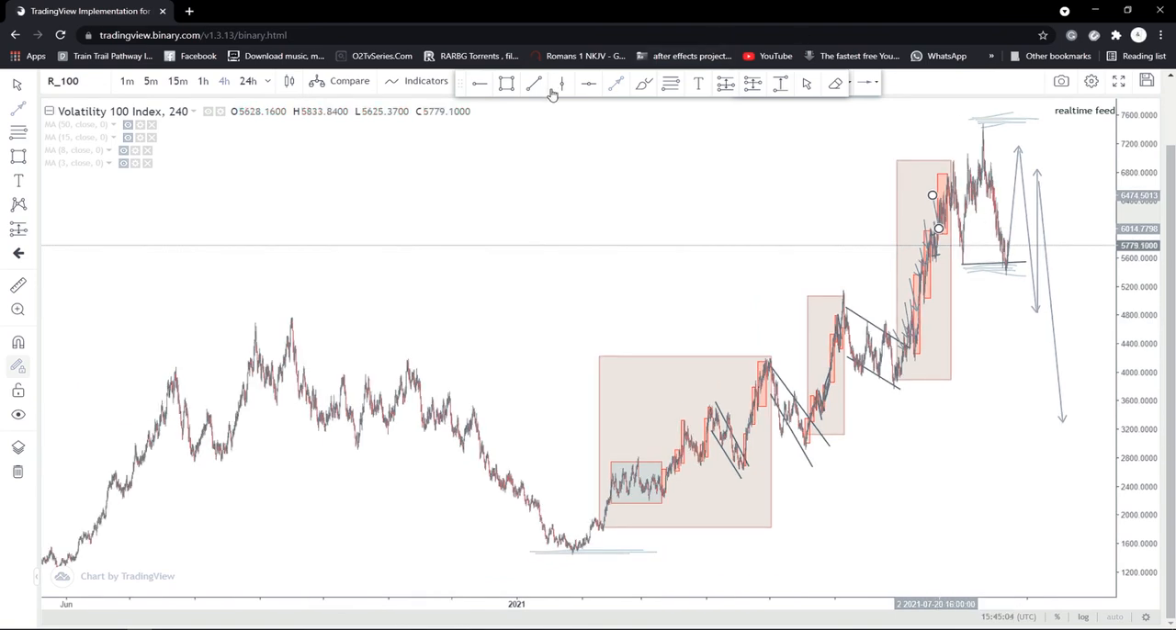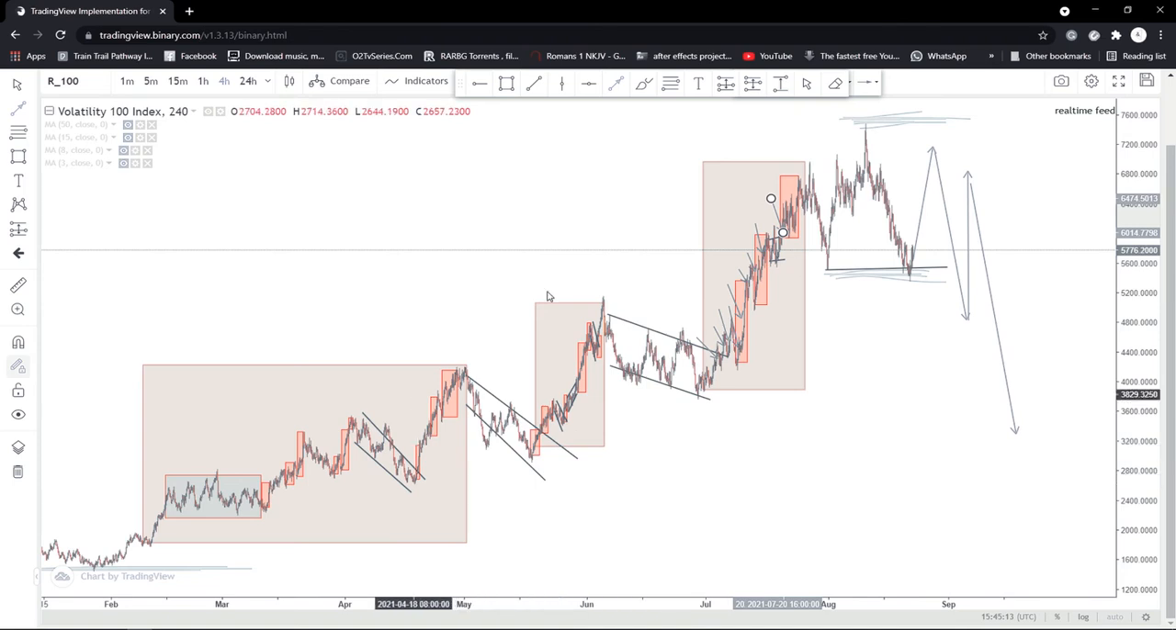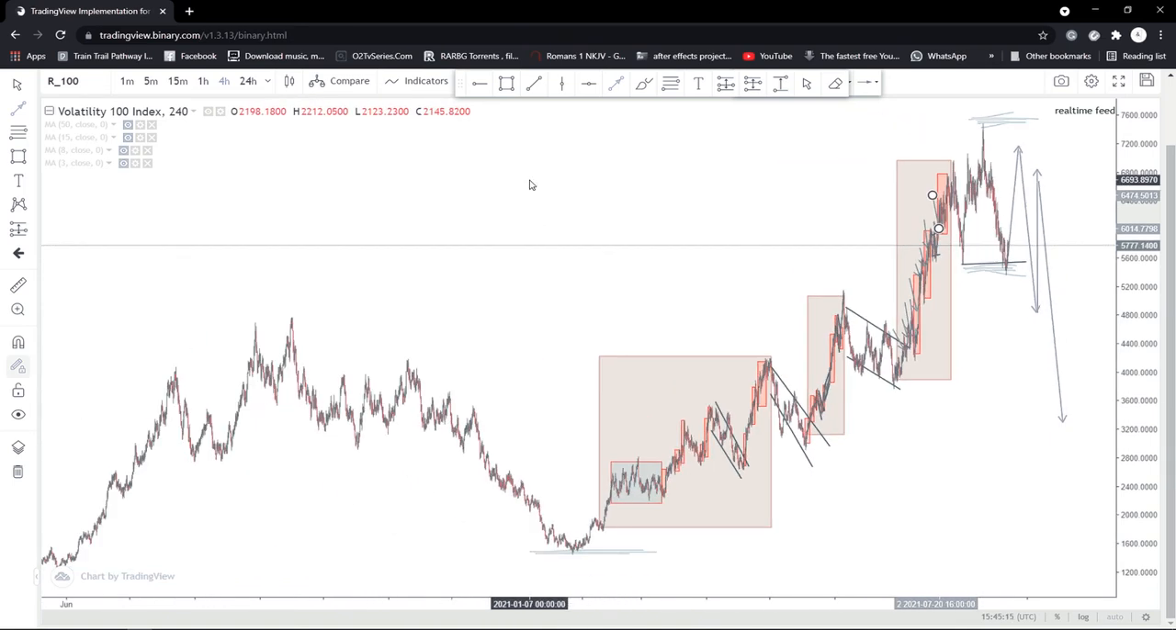1, 2, 3. Guys, count those, they are 9. The market's done and then it's resetting.